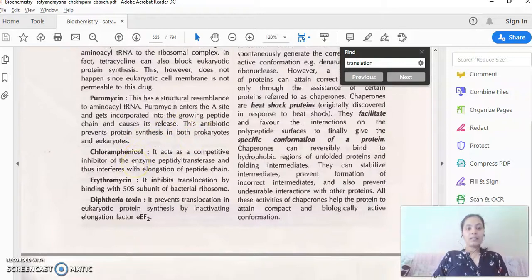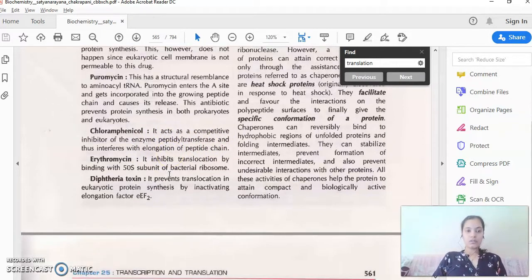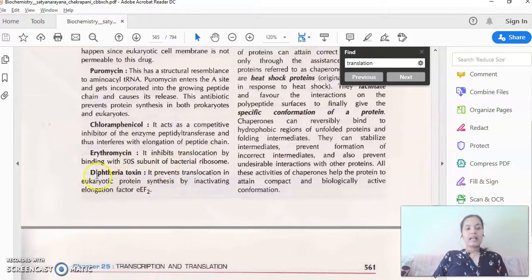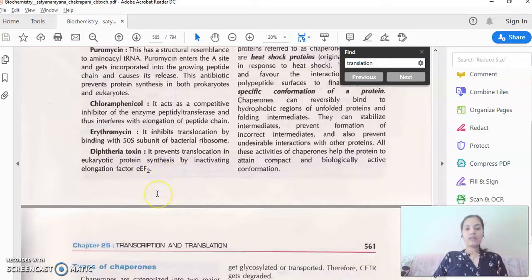Next example is chloramphenicol. It is a competitive inhibitor of the enzyme peptidyl transferase, hence it inhibits peptide bond formation. Another is erythromycin, which inhibits translocation by binding with the 50S subunit of the bacteria. In bacteria we have 50S and 30S subunits, so it inhibits binding to the 50S subunit. And lastly is diphtheria toxin, which prevents translocation by inactivating the elongation factor EF2.